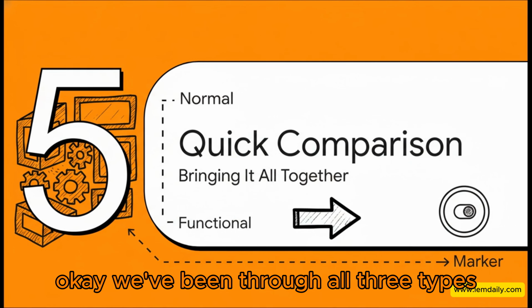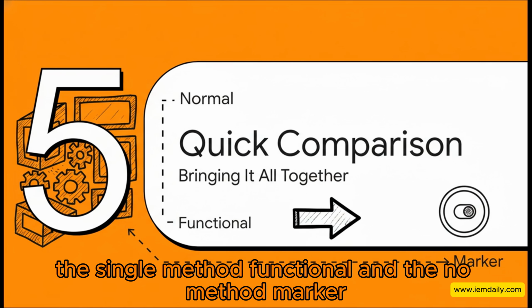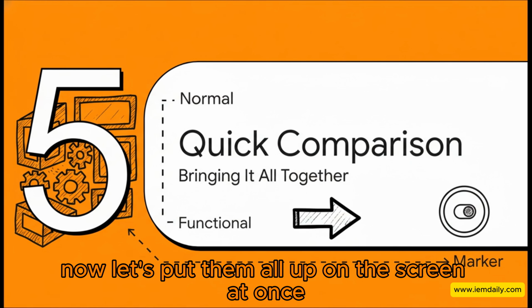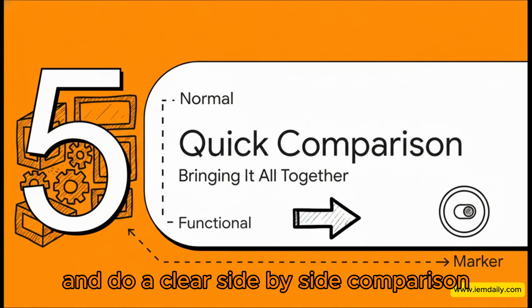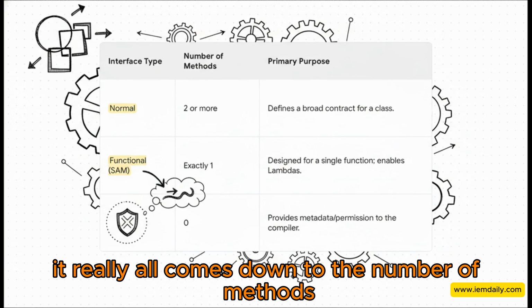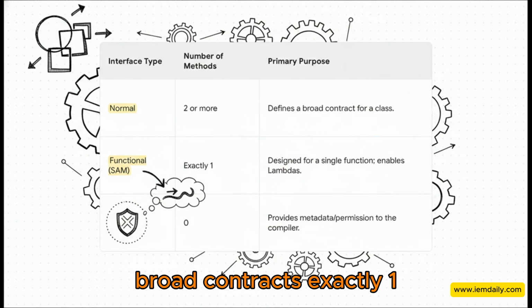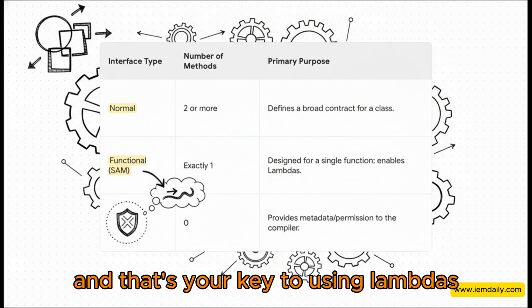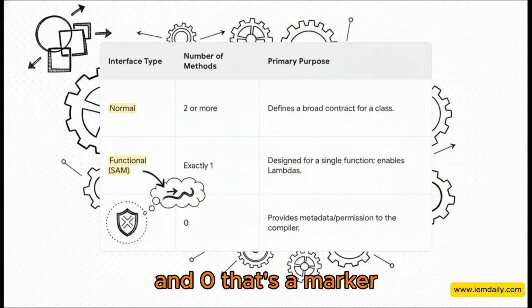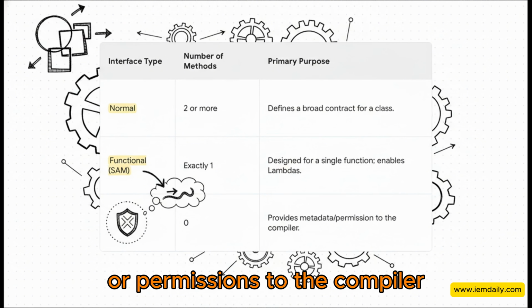Okay, we've been through all 3 types, the multi-method normal, the single-method functional, and the no-method marker. Now let's put them all up on the screen at once and do a clear side-by-side comparison. This table right here, this is your ultimate cheat sheet. It really all comes down to the number of methods. Got 2 or more? It's a normal interface, used for defining big, broad contracts. Exactly 1? It's a functional interface, and that's your key to using Lambdas. And 0? That's a marker, which is all about giving special metadata or permissions to the compiler.